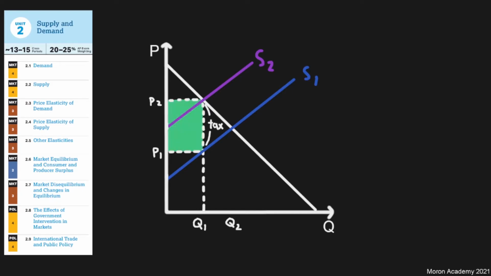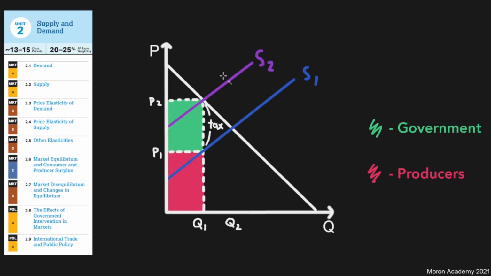The green here represents the total tax revenue that goes to the government, and the red here represents the total tax revenue that goes to producers. This entire thing counts as the total expenditure of this taxing, and the green again represents government, and the red represents producers.